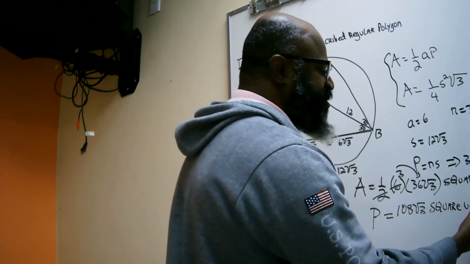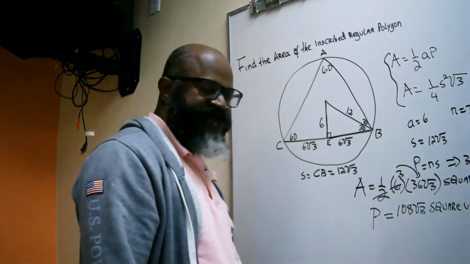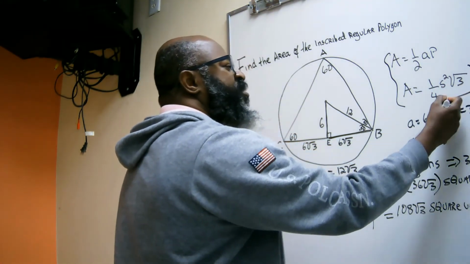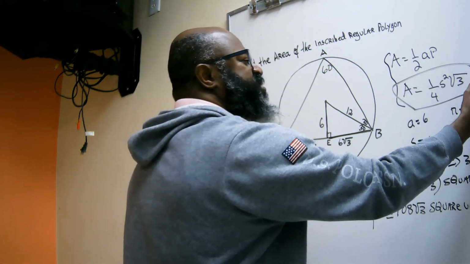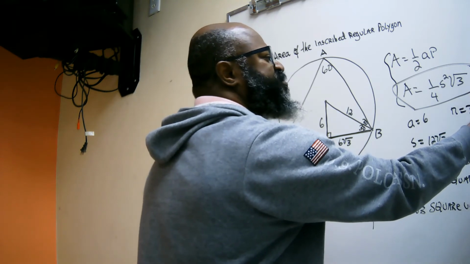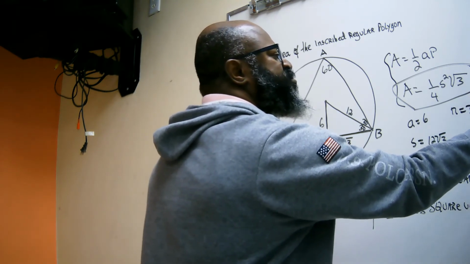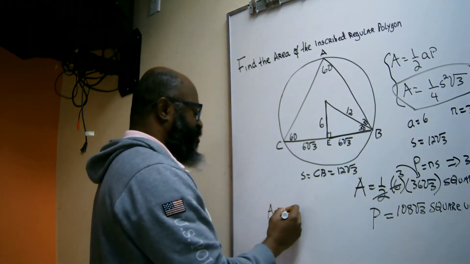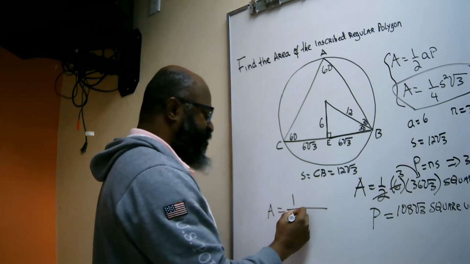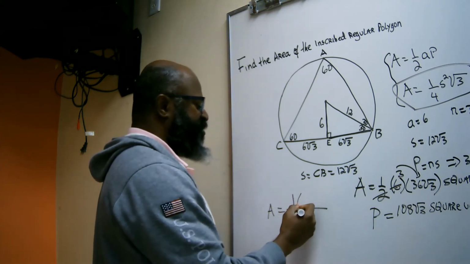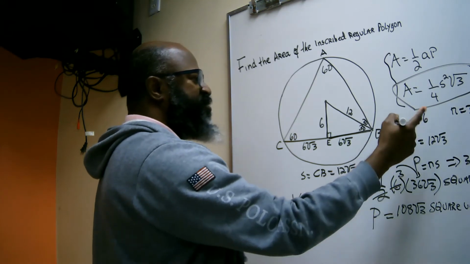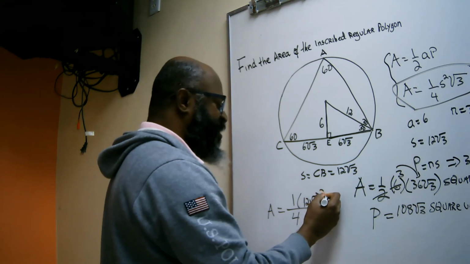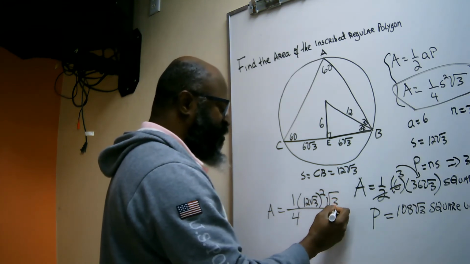Unless you want to change that to decimal. Right? And the other alternative, we can use 1/4, since it is an equilateral triangle. You can use this formula. Right? Area equals 1/4, which is to divide by 4, S, which is 12 square root of 3, then you're going to square that, 12 square root of 3 squared, and times square root of 3. This will give you the same outcome.